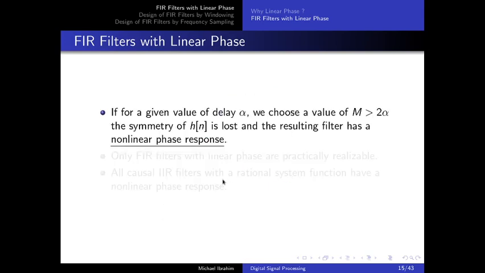So, if for a given value of delay alpha we choose m larger than 2 alpha, in this case the symmetry is lost because you will be having extra samples in the impulse response which do not have the corresponding symmetrical samples which were supposedly happening at negative values.